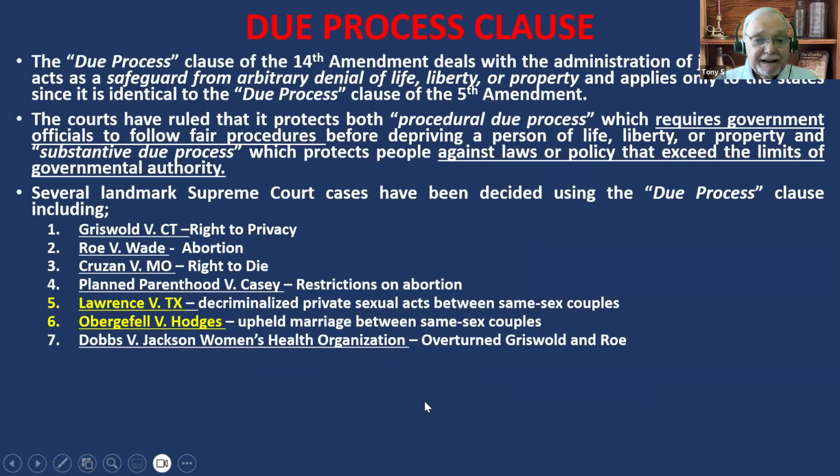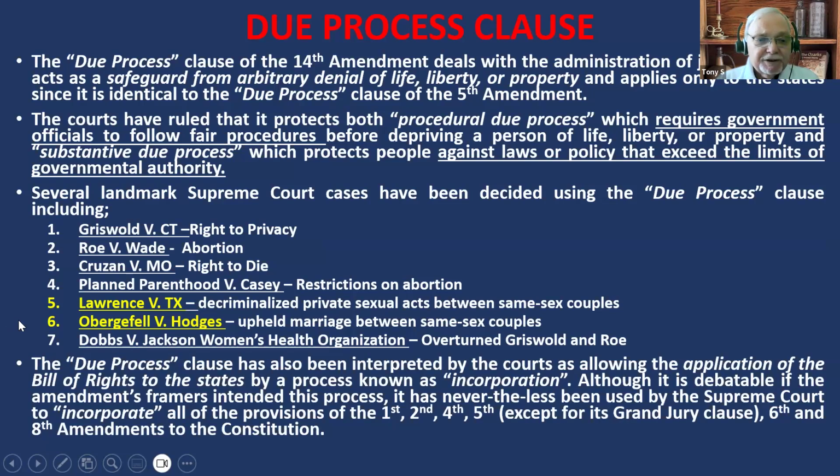So finally, of course, we had the Dobbs case, which overturned Griswold and Roe, which basically said no, there's not a right to privacy when it comes to abortion, and that if that's a decision that needs to be made, it's at the state level. That's what the Supreme Court said. So the due process clause has also been interpreted by the courts as allowing the application of the Bill of Rights to the states by a process known as incorporation. We've talked about this a lot.